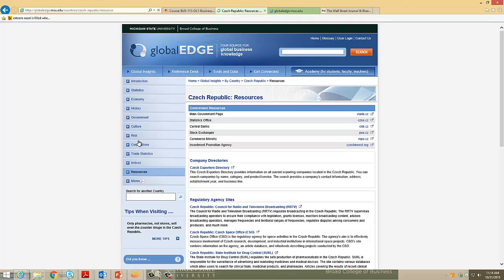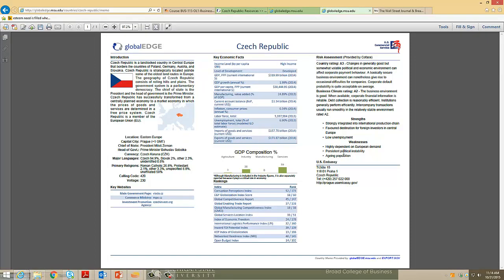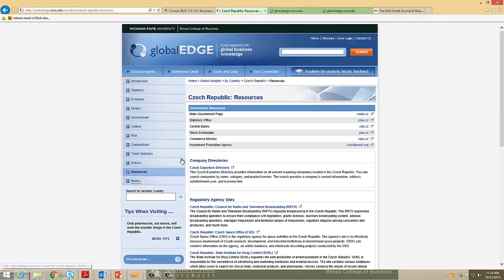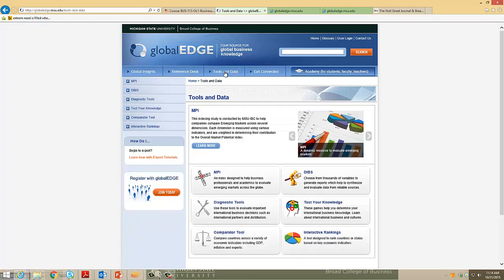Here are some more government resources, and the memo is just a short summary of everything. Play around, oops, sorry. There we go. Play around in this whole section. You can go through all these different tools and data. If you go through some of these different interactive rankings, a compare tool would be very helpful for you as well.